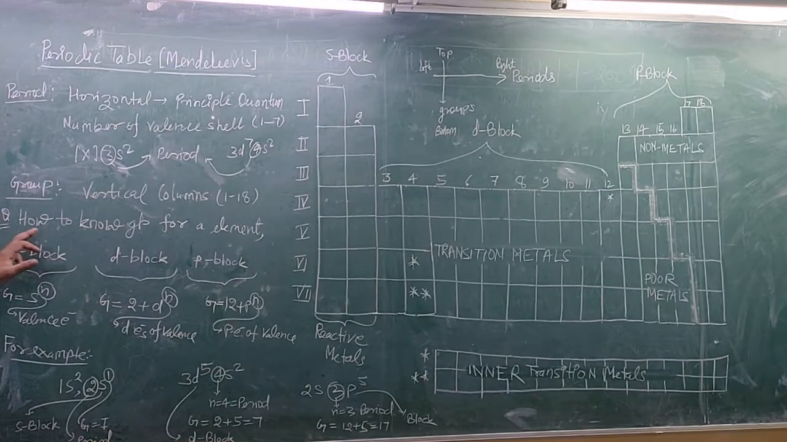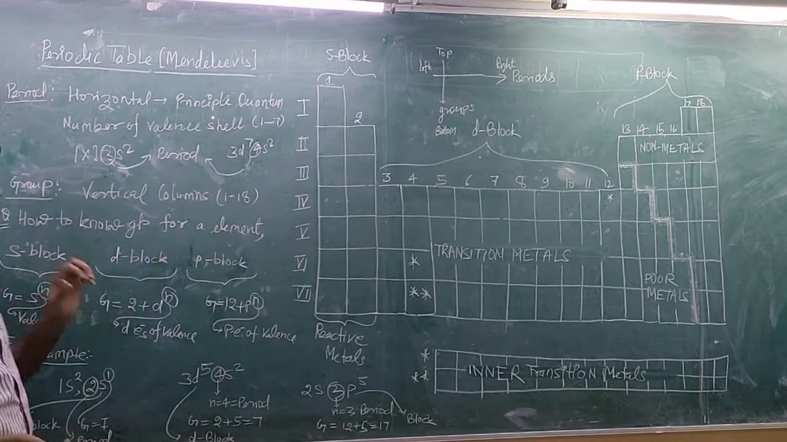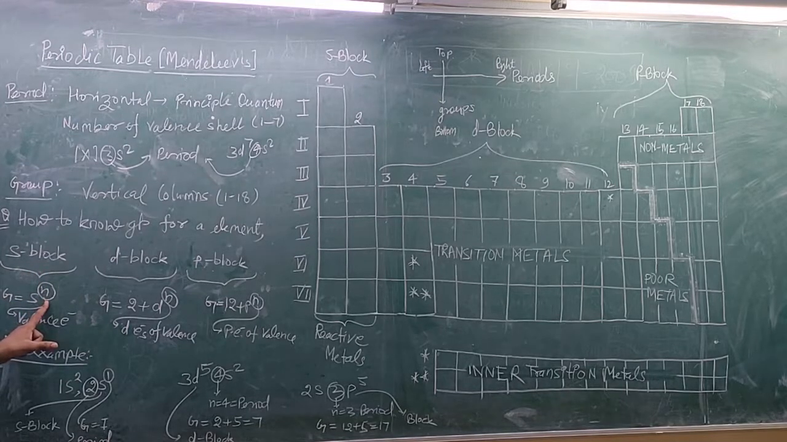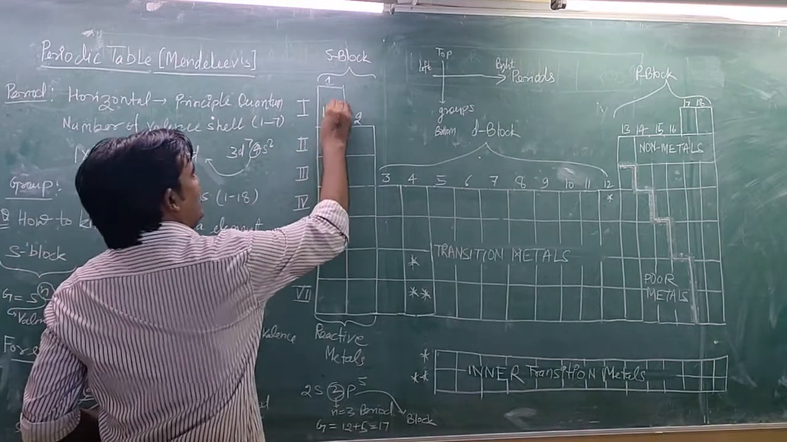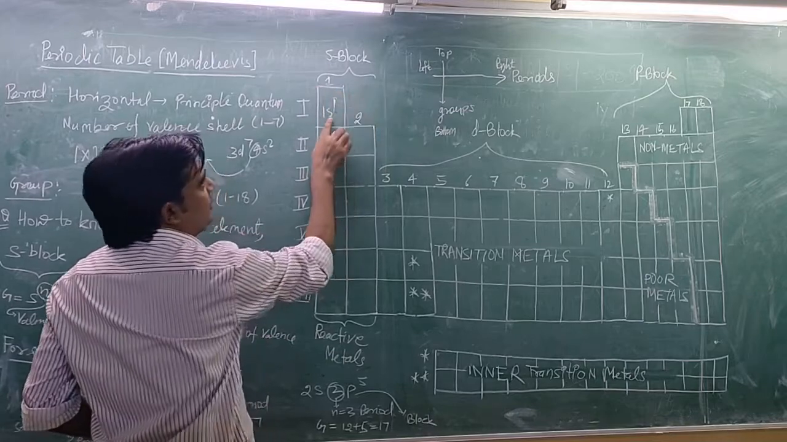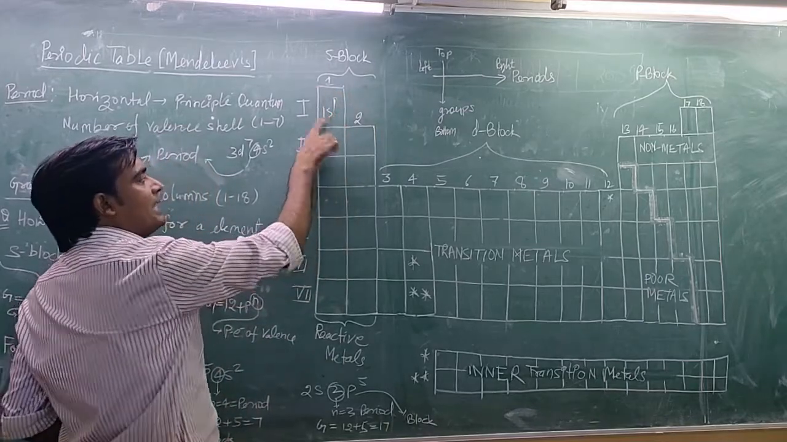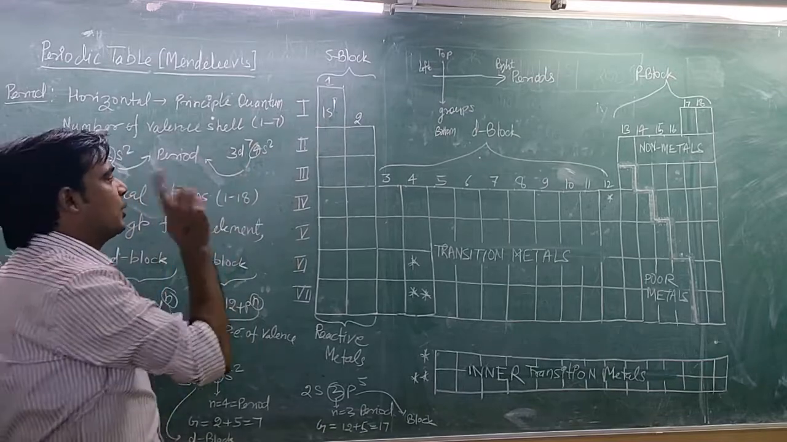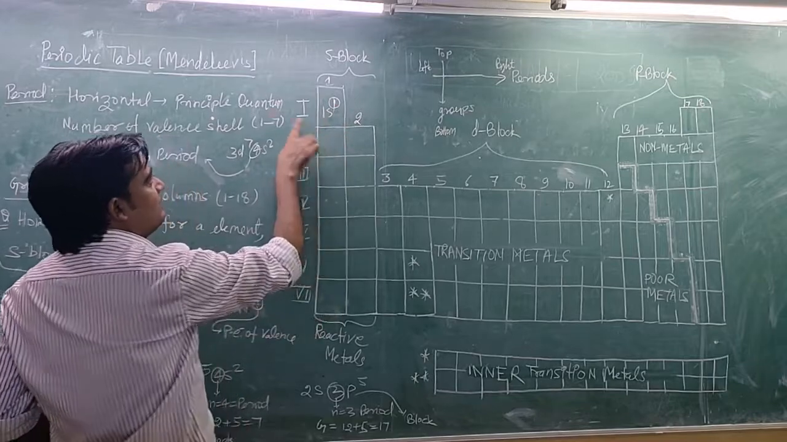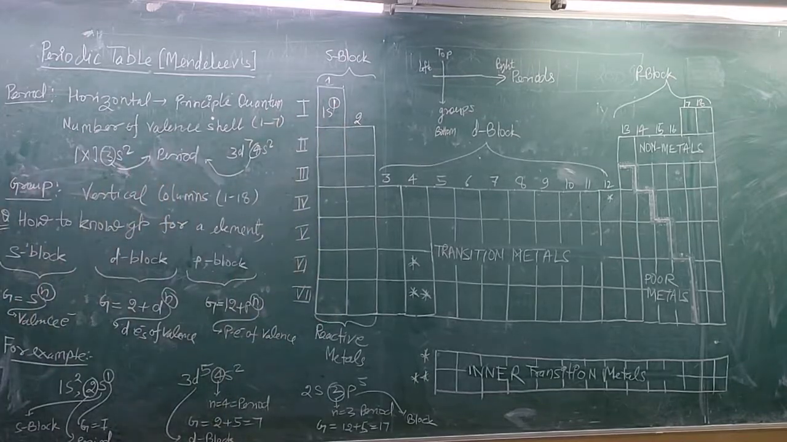Okay, so how can we know the group of an element? If you have an s block element, then the group will be the number of valence electrons. Like this, 1s1. Because the last electron is in the s orbital, it is an s block element, and the number of electrons in the valence s orbital is only 1, so it belongs to group one.